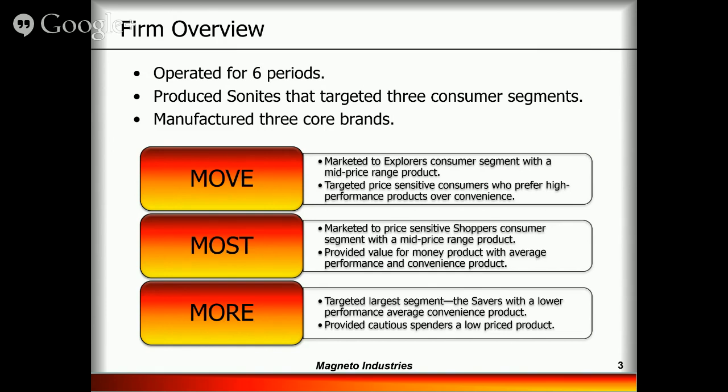The Most brand was targeted to the shopper segment. Initially, we were targeting the savers with it, but spun off another brand in order to target the savers with it instead. And then the last brand, More, was really going after the largest segment, which were the savers. They're looking for a low performance, average convenience product, and they're pretty cautious spenders. They want a lowest price product, but there's a lot of savers out there to buy them.